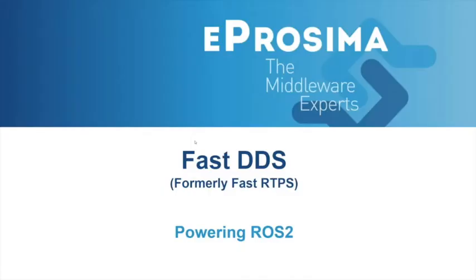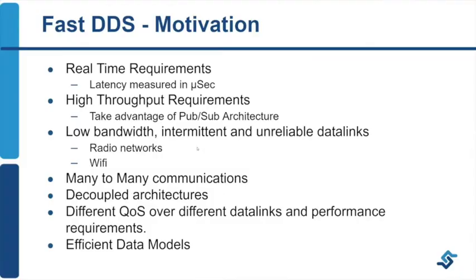So let's talk about Fast DDS. As I said here, formerly Fast RTPS. We changed the name in the last months because initially we implemented just the protocol, not the DDS standard API, but now we implement the full DDS standard API. This middleware is powering ROS 2, that is the latest release of ROS. So why a new middleware?